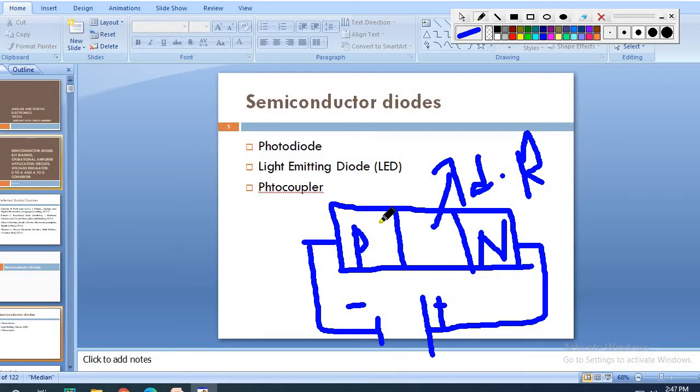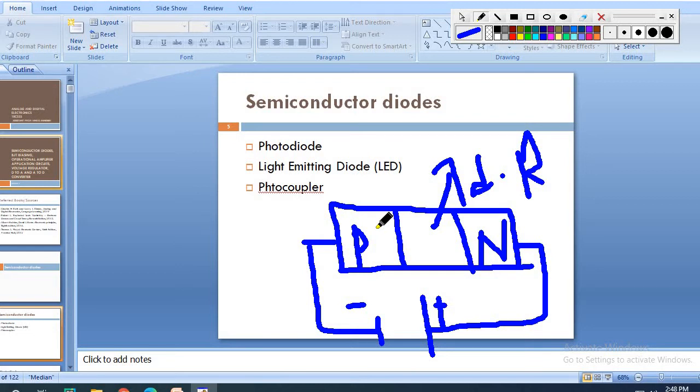Earlier, the holes of the P type would move towards the N type, and the electrons of the N type would move towards the P type. That is diffusion, where holes of the P type recombine with the electrons of the N type, and the electrons of the N type recombine with the holes of the P type.